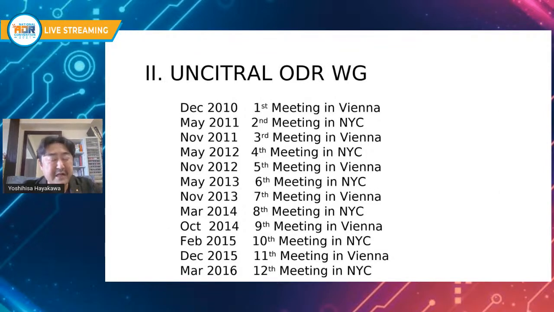For this purpose, the United Nations started its own ODR project, the UNCITRAL ODR Working Group. The first meeting was held in Vienna in 2010, and we had more than 10 meetings, and finally it ended in 2016.